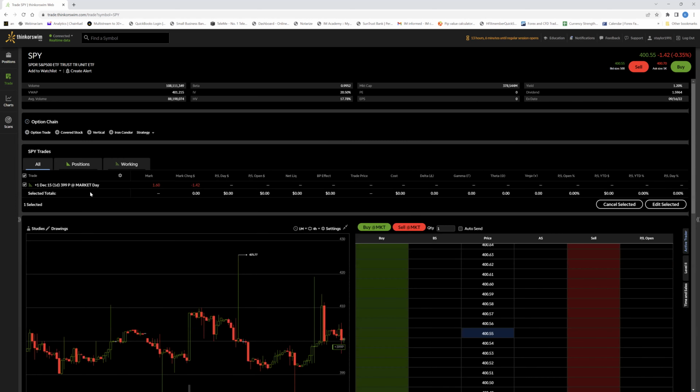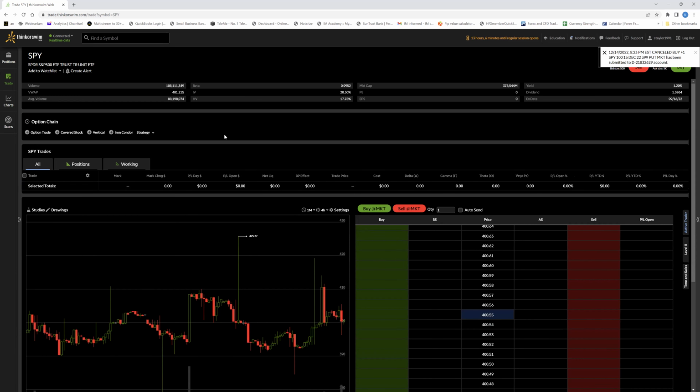Then when you come here, you'll see your positions here. And again, the profit or loss for the day and the profit or loss open, these numbers will be moving. If it's green, that means you're in profit. If it's red, that means you're out of profit. So that's how you take a trade. All right, so I'll cancel this.